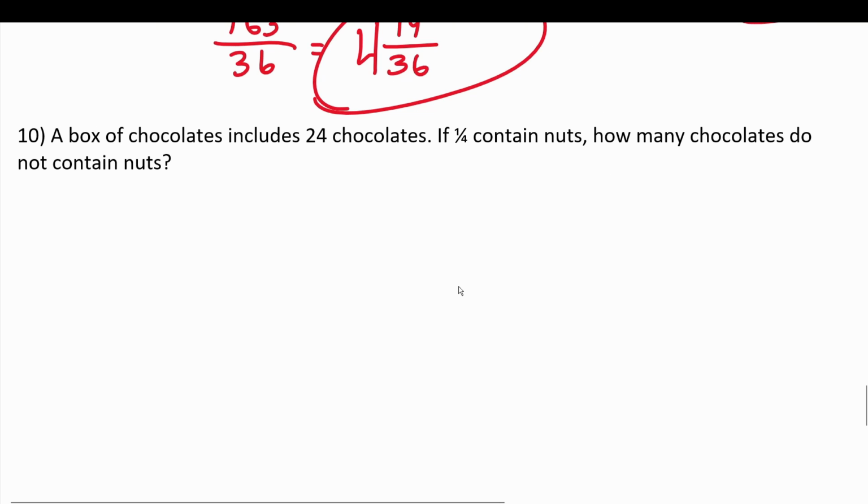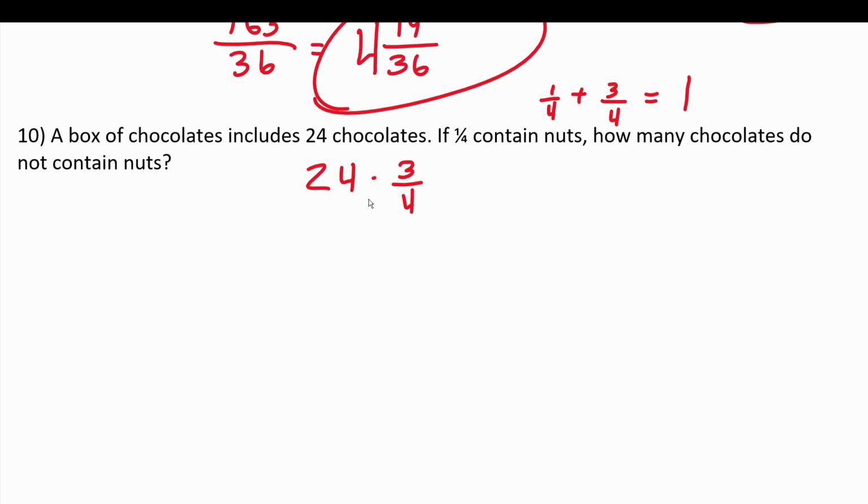And finally, number 10 says a box of chocolates includes 24 chocolates. If 1/4 contain nuts, how many chocolates do not contain nuts? So if 1/4 contain nuts, that means 3/4 do not contain nuts. Again, 1/4 plus 3/4 is 1. So to figure out how many do not contain nuts, we're going to do 24 times 3/4.